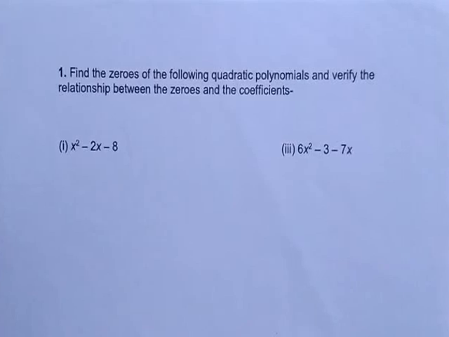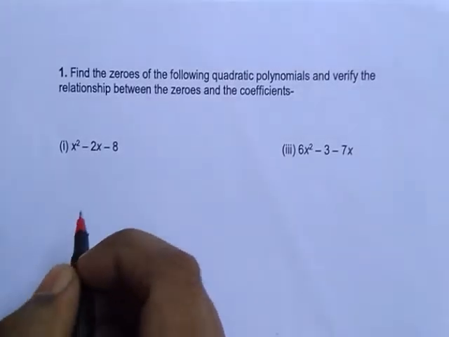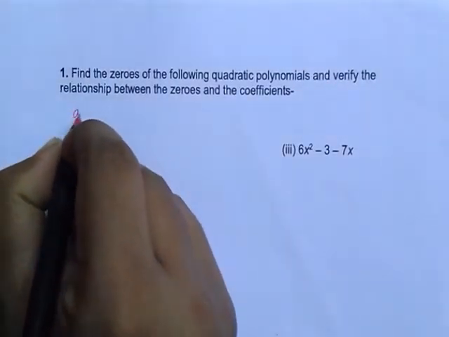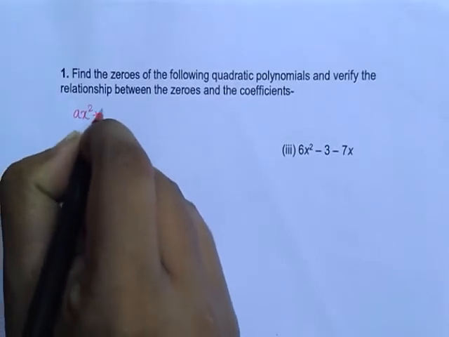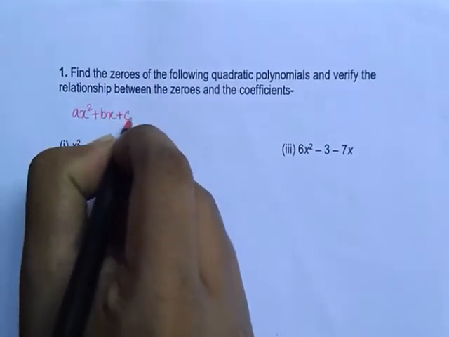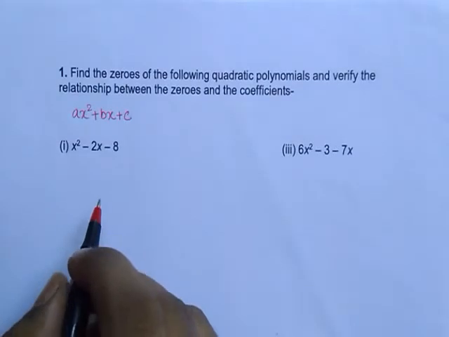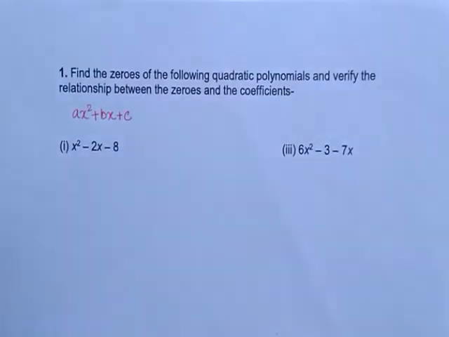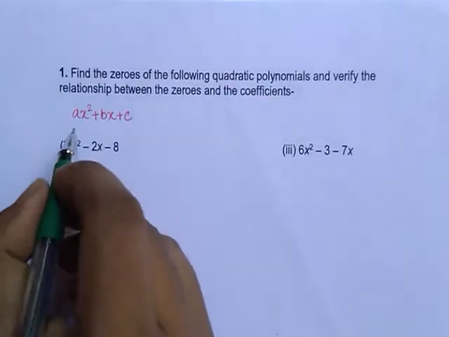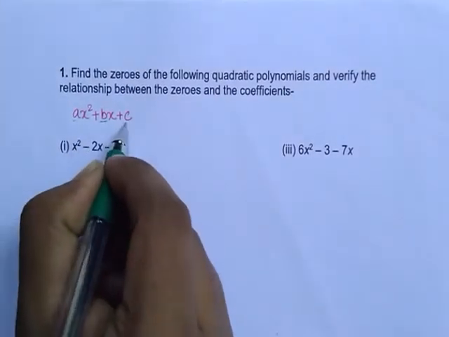Hello students, in this video we will solve problems about polynomials, specifically problems regarding zeros and coefficients of polynomial. Let us consider the standard quadratic polynomial ax square plus bx plus c. This is the standard quadratic polynomial. In this polynomial, a, b and c are constants.